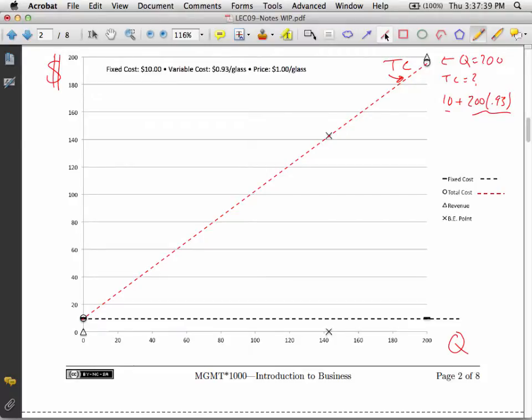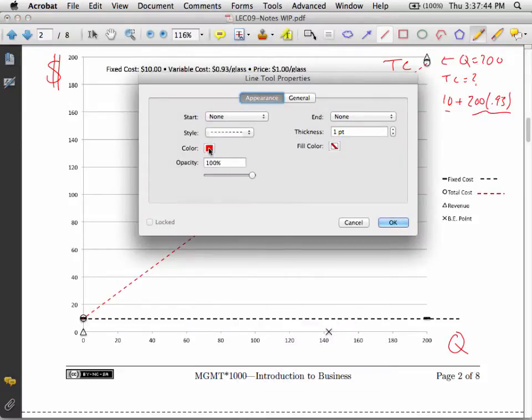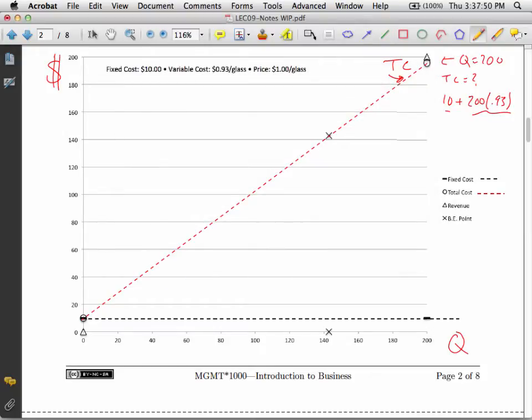And what we're going to do is the same thing, and we will come up with a revenue line. Let's make this one green. And a revenue line. There it is. At 0 glasses of lemonade times $1 a glass, we have $0 of revenue. And at 200 glasses of lemonade, we have $200 in revenue. So again, we can just connect the dots. There we go.